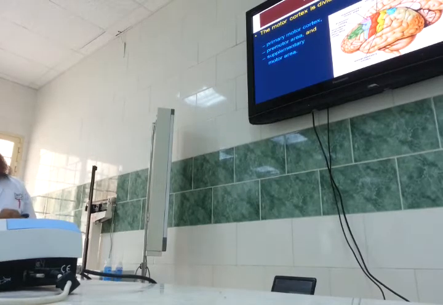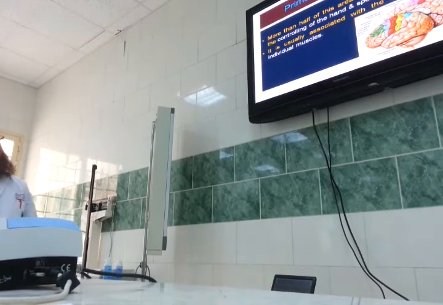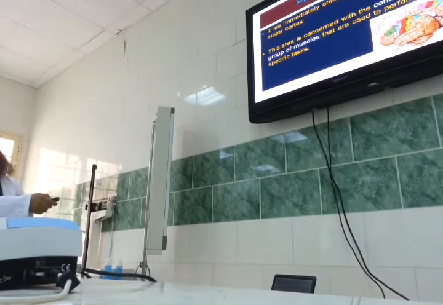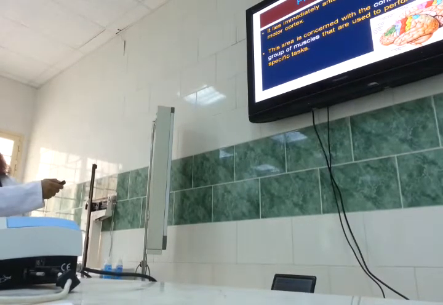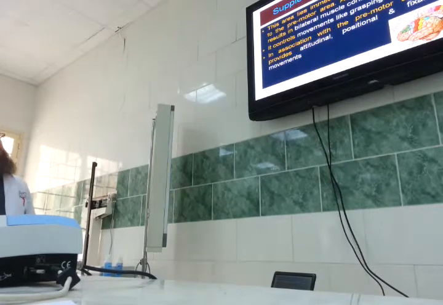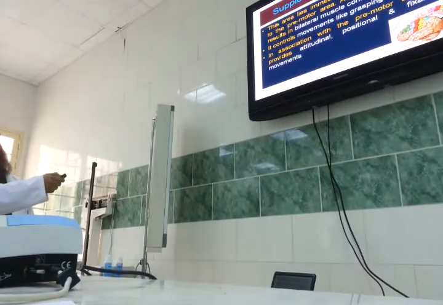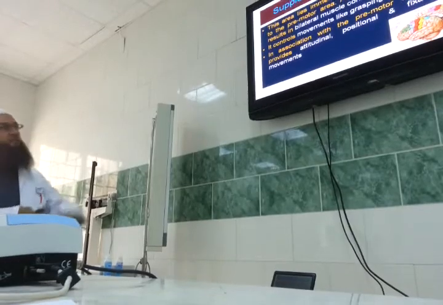We have already discussed this. Same thing. Here, control of individual muscle movement. Here, group of muscle. And here, the bilateral muscle contraction by the supplementary motor area. These are the main functions.